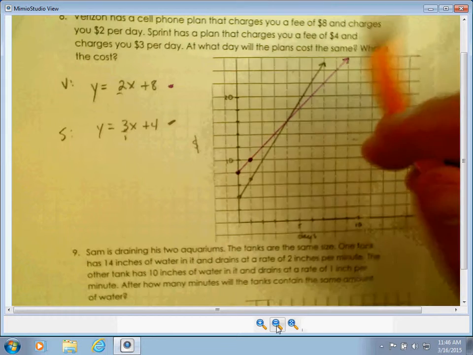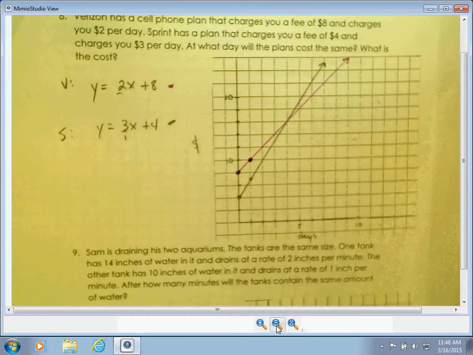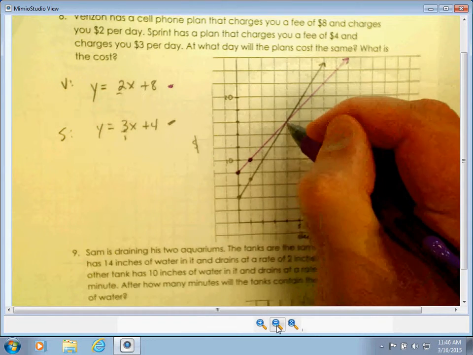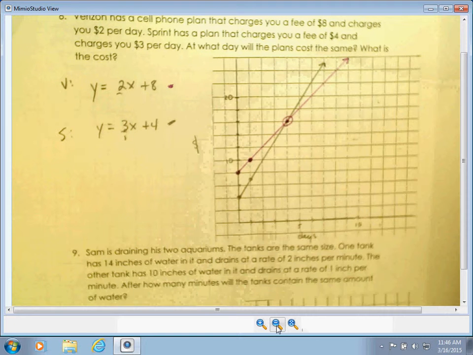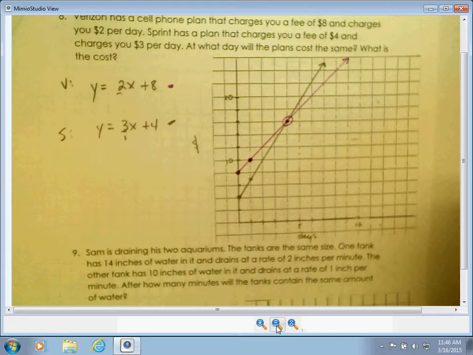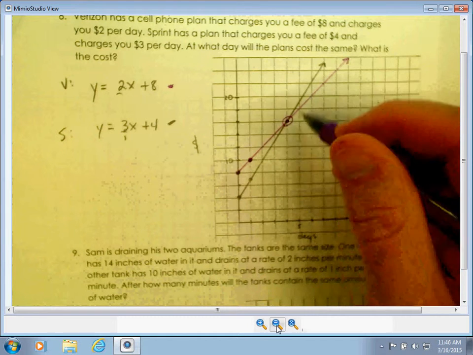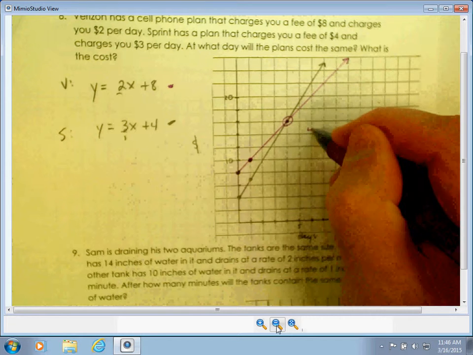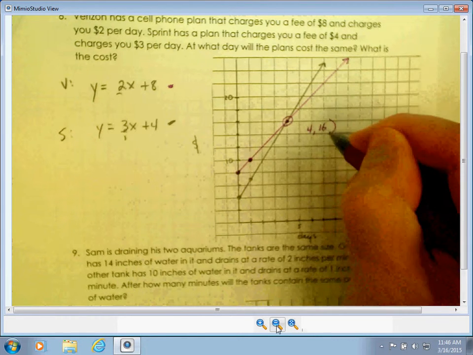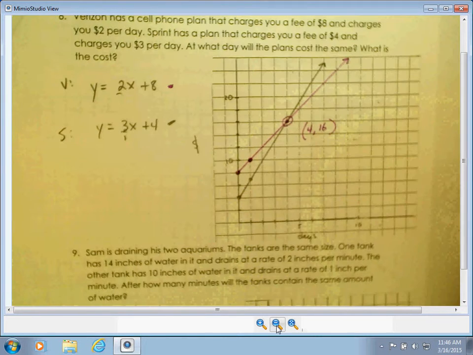This one works out really well. You can see exactly where the intersection point is. The intersection point is right here. And so we need to come up with the coordinates for that. That would be over 4 and up 16. So that's our intersection. So the question is then what does that intersection mean?